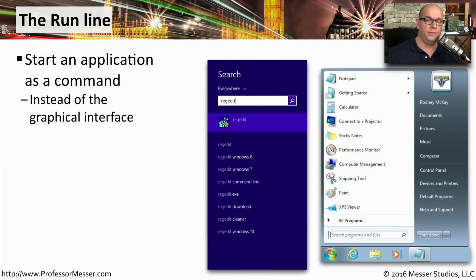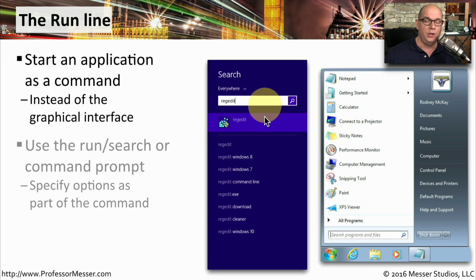In the Windows user interface, you can certainly use your mouse to move around and find almost anything that you might need. But you can also start a number of utilities from the run line. This is where you can type in manually exactly what you're looking for and run it directly from the Windows interface. You can get to this run line by using the run/search capability in Windows 7 or Windows 8, or you can start a command prompt and run the applications from there.